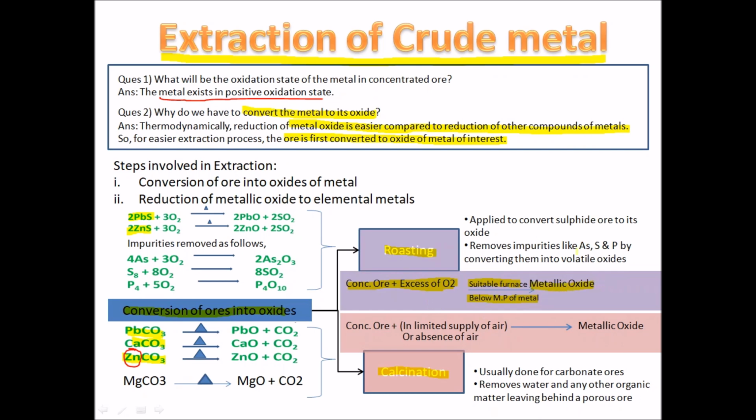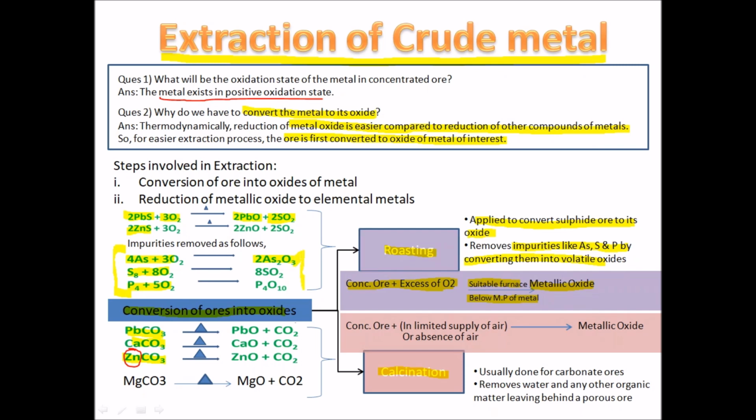This roasting process is applied to all sulfide ores, wherein the sulfide ores are converted to their metallic oxides. And in this process, you can remove the impurities like arsenic, sulfur and phosphorus by converting them into their volatile oxides. Lead sulfide, the sulfide ore, on heating with excess of oxygen gets converted into lead oxide, the metallic oxide, and sulfur gets oxidized to sulfur dioxide. The impurities such as arsenic, sulfur and phosphorus can be removed as volatile oxides.